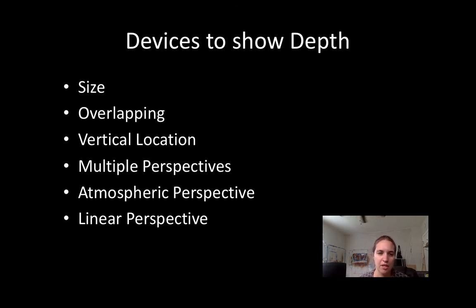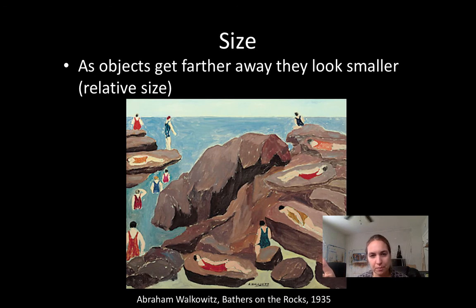Okay, so these are size, overlapping, vertical location. Oh, I have multiple perspectives. That's not required. I think that's important to understand, but that's not going to be one of the ones you use in your project, though you can if you want. Atmospheric perspective and linear perspective. So let's go over what these are.